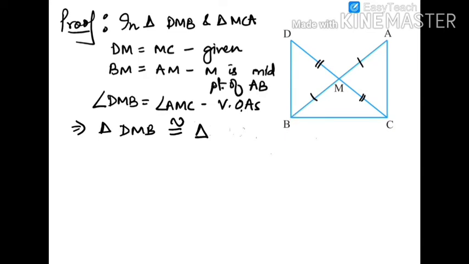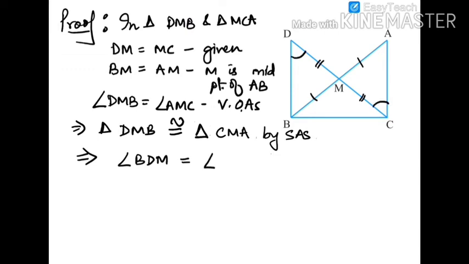So the order of the second triangle will be CMA by SAS rule. So if these two triangles are congruent, then their parts are also congruent. Angle BDM will be equal to angle MCA, because they are congruent parts of congruent triangles, and DB is equal to AC.